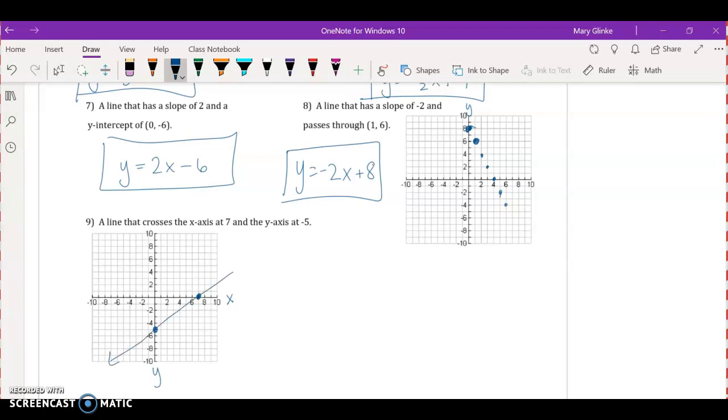For number 9, visually, here's what's happening. Your x-axis is this one, and so it crosses at 7. And for your y-axis, it's down at -5. This is your b value. Now you need to go on the hunt for your slope here. So for here, we're going up 5 and right 7, which makes my slope 5/7. So the equation we should have is y equals 5/7x minus 5.